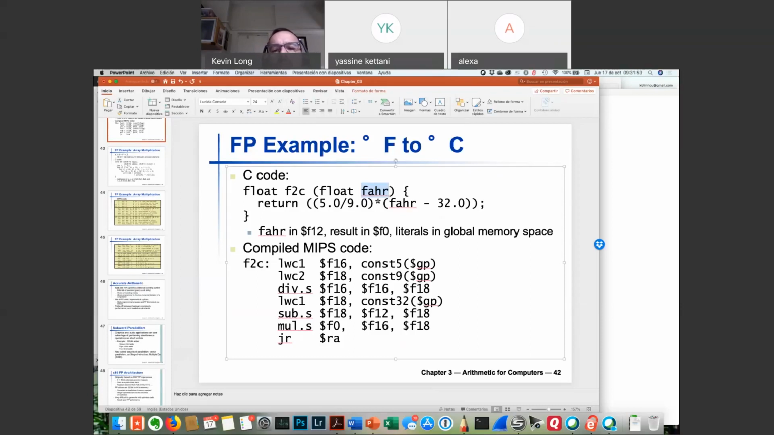So let's just check. 32 is the freezing point of water. In centigrade, that's a 0. So 32 minus 32 gives me 0. This will give me 0. Great. What about the boiling point of water? 212 degrees Fahrenheit, 100 centigrade. 212 minus 32 gives me 180. 5/9 times 180 gives me 100. Right?